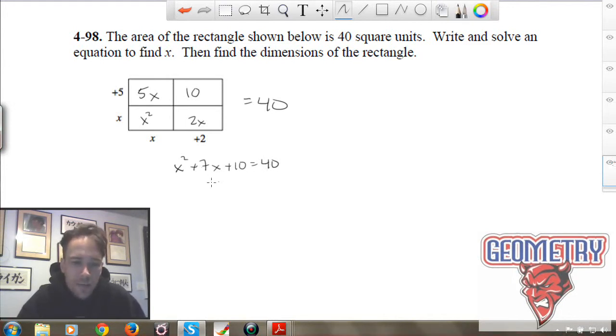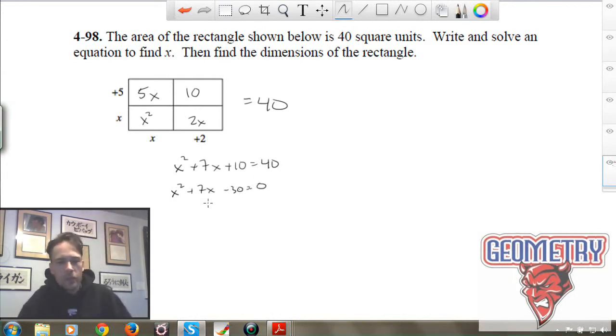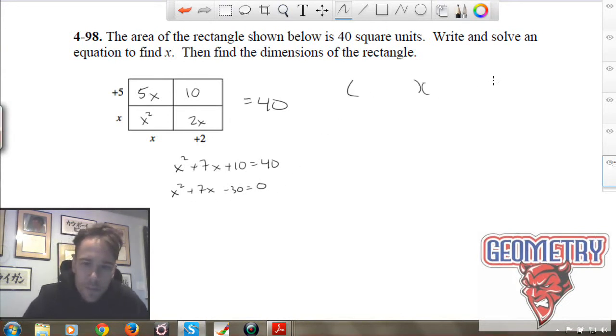In order to solve this, I'm going to have to set it equal to 0. So I'm going to subtract 40 to the other side here. So x squared plus 7x minus 30 equals 0. And now I'm going to try and factor that quadratic to see if we can get it.